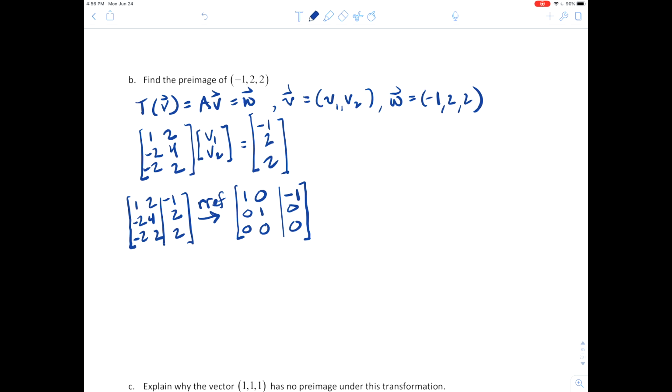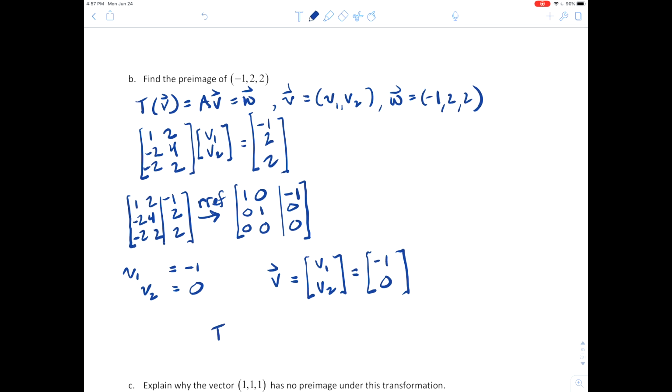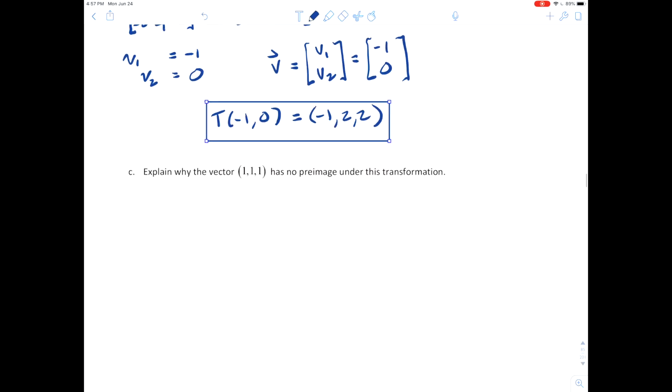So what have we found out? Putting that back in terms of a system, we found that V1 equals negative 1, V2 is equal to 0. What does that mean? Our vector V is equal to V1, V2, which is equal to (-1, 0). I just want you to kind of get used to seeing that. But our result was this linear transformation that we just used a matrix to find. So T at (-1, 0), if I input that, I get out that desired W, which was (-1, 2, 2). Groovy? All right, on to the next.